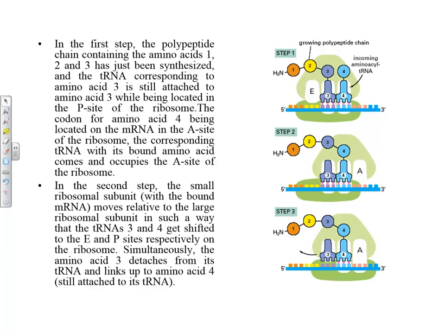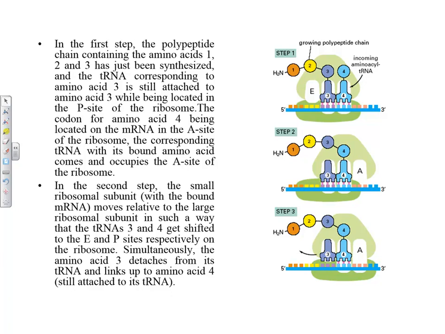So that's described in the text here. In the first step, the polypeptide chain containing the amino acids 1, 2, and 3 has just been synthesized, and the transfer RNA corresponding to amino acid 3 is still attached to amino acid 3 while being located in the P site of the ribosome. That's what you have here. The codon for amino acid 4 is located on the mRNA in the A site of the ribosome. The corresponding transfer RNA with its bound amino acid comes and occupies the A site of the ribosome.